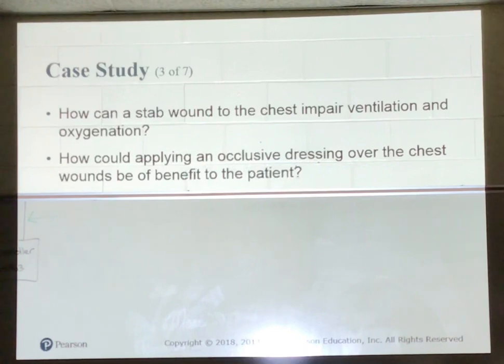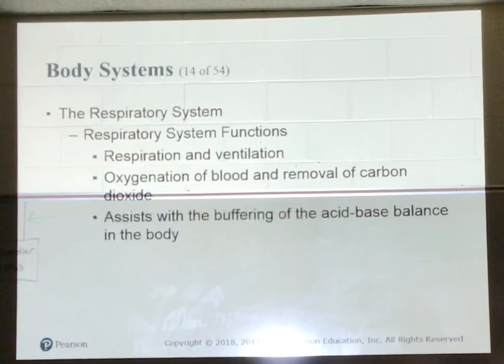What about if he hit the heart? Well, this means I don't bleed, for sure. How could applying an occlusive dressing over the chest wound be of benefit to the patient? Seals the wound, pressure. Okay.